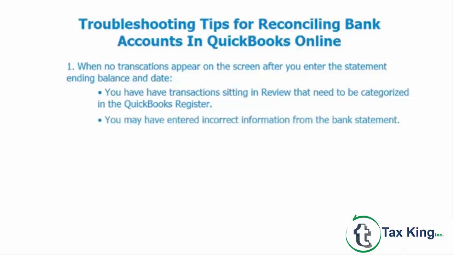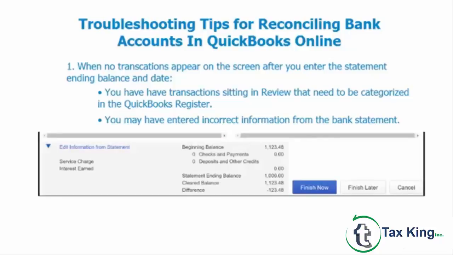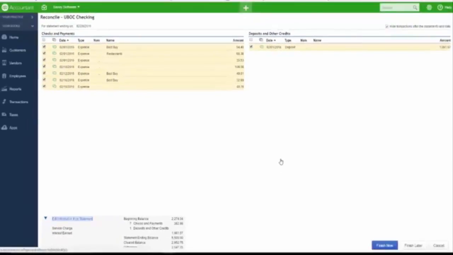The second issue that could be taking place is you might have entered incorrect information from the bank statement. So remember how we checked that earlier. In the lower left-hand corner of the screen, there's a link that says edit information from the statement. So if we select that, we can double check to see if our ending statement date is correct and our amount is correct. So we'll go ahead and do that now. And yep, looks like I have entered the incorrect year. So we'll go ahead and change that and click OK. Voila, we have transactions.